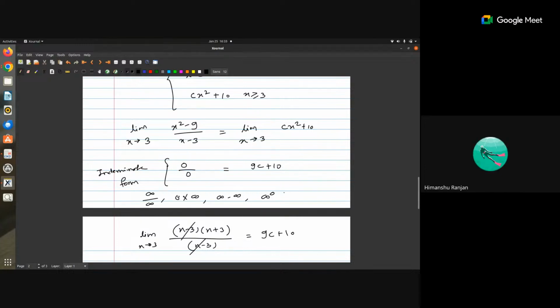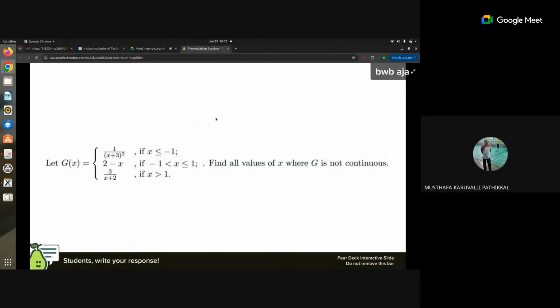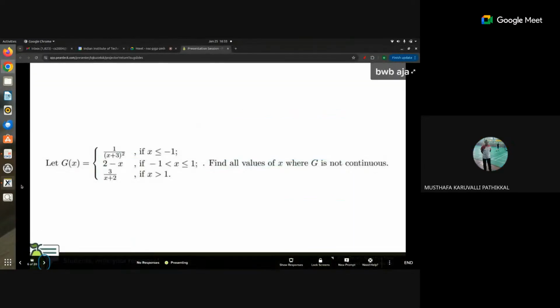These are the indeterminate forms. Indeterminate means there is no fixed value. Also 0 to the power of 0. So you can find it out anyway, all of these things are there.